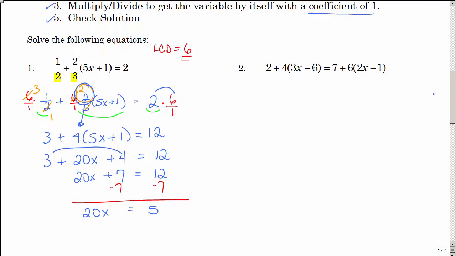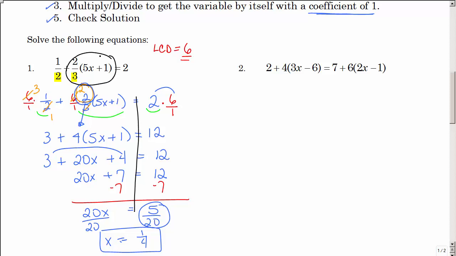I still need that coefficient of 1, so I'm going to divide by 20, and I'm going to reduce my fraction, and that's 1/4. So going back to the very first lesson, you want to keep your equal signs all lined up. This part's kind of new, so we're going to be very careful about that. But 1/4 is our answer. All right, let's look at the second one.